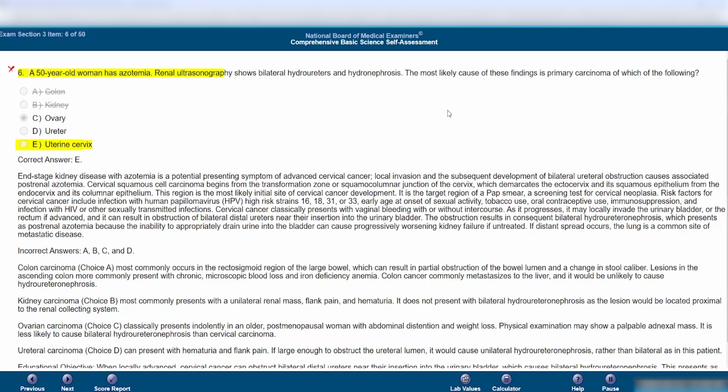Anatomically, your ovary can 100% cause you unilateral hydroureter and hydronephrosis, but bilateral? In the medical world, is it possible? Yeah, if you have a teratoma that's 20 centimeters big in the ovary, then sure. But they're talking about what's the most likely case, right?